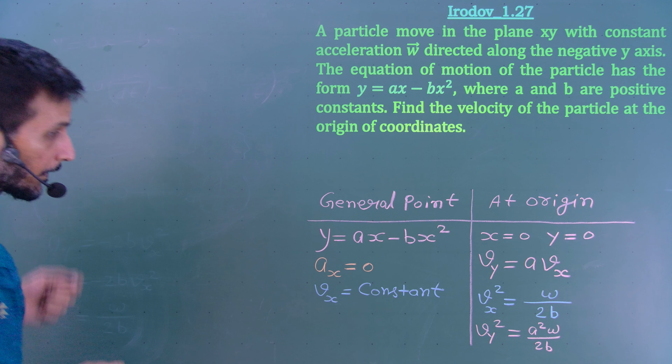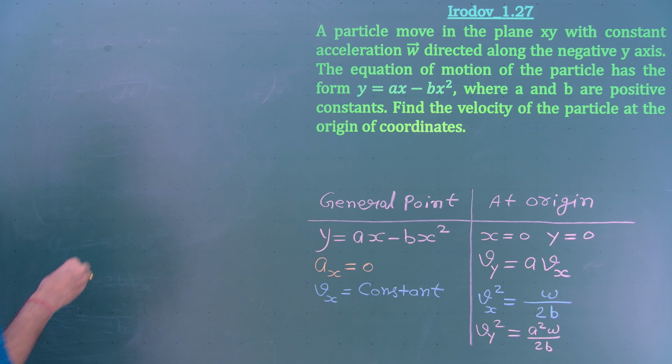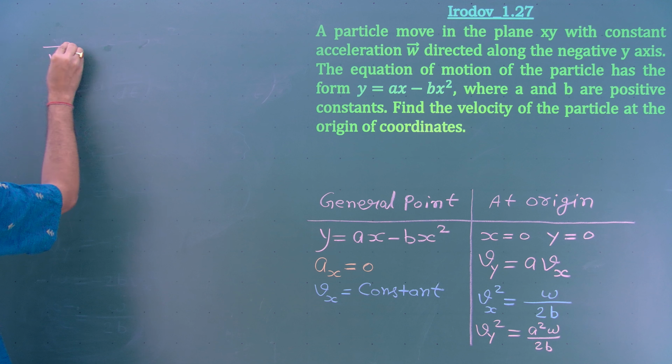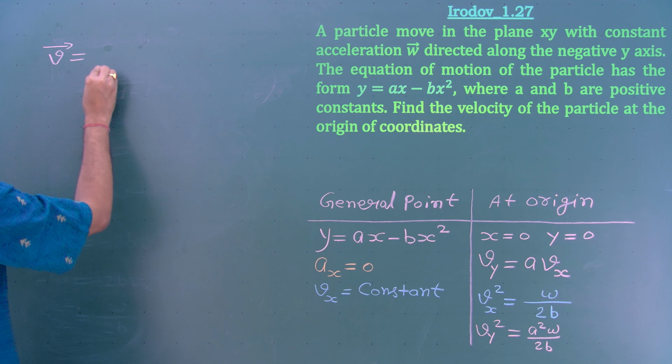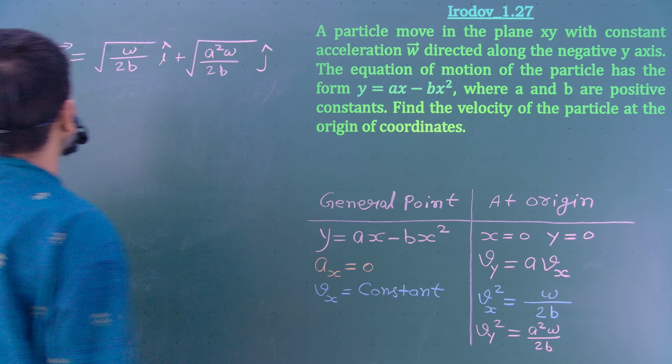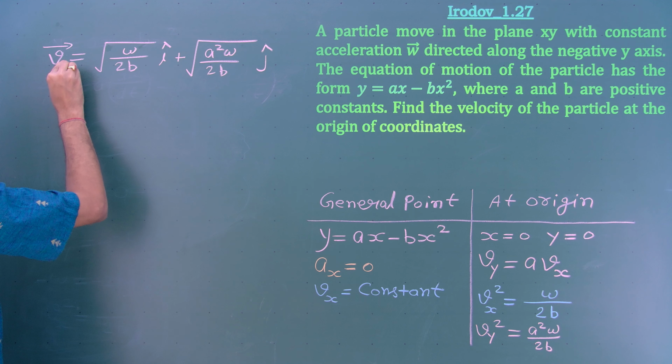So velocity should be equal to under root w divided by 2b i cap and under root a square w divided by 2b j cap. This is the velocity of the particle at origin.